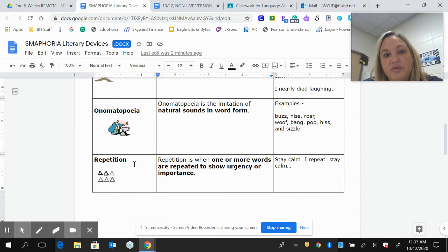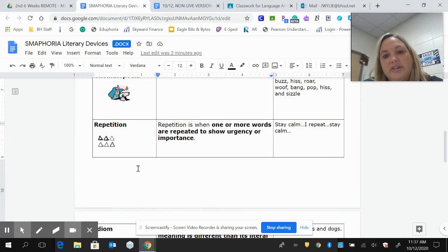The R stands for repetition. Repetition is when one or more words are repeated to show urgency or importance. Okay, so if something's repeated, it's said over and over again. Obviously, it's important. Just like when your parent tells you to clean your room and they say it 50 times, they probably want you to clean your room, right? Okay.